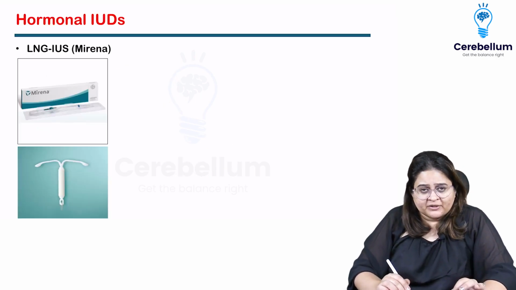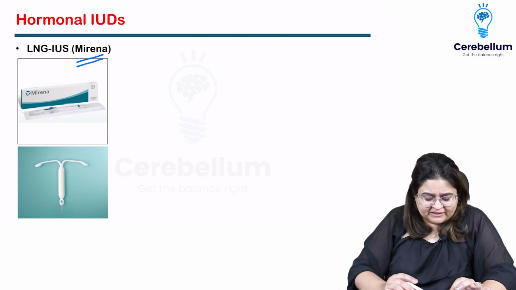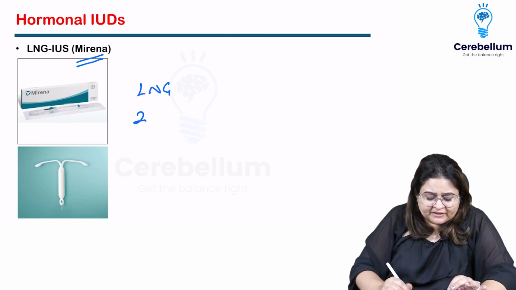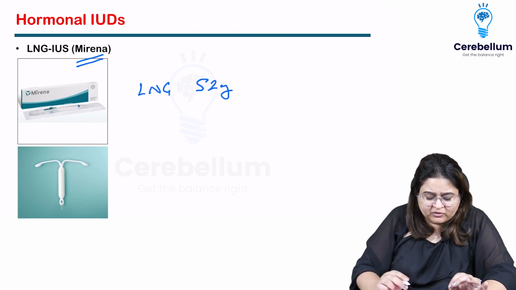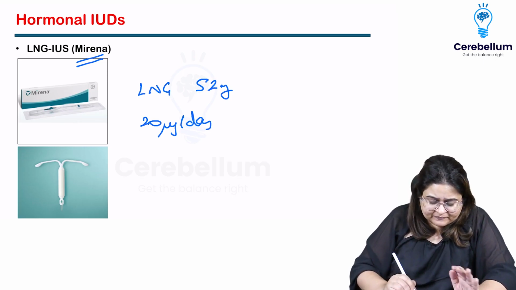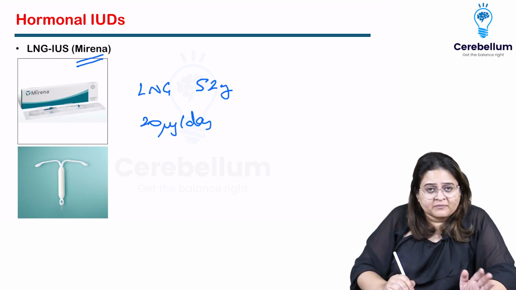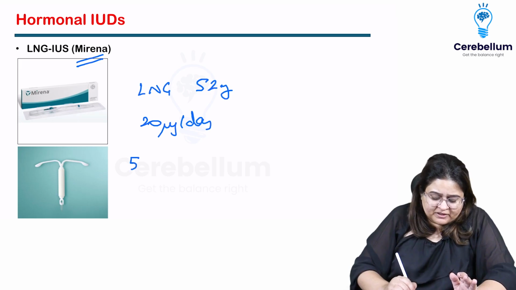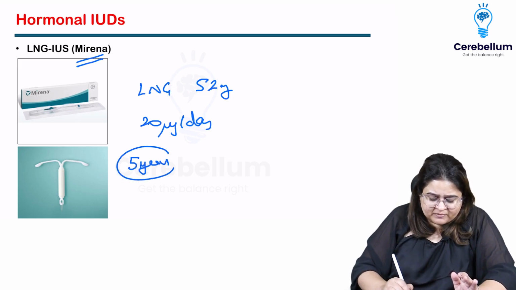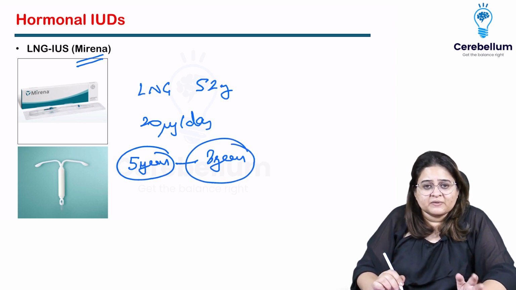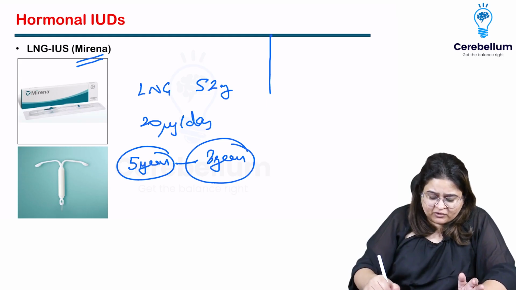This is the LNG IUS. Most common one available is Mirena. This is how it looks like. It contains 52 milligram of levonorgestrel and releases 20 microgram per day. Now, important about the Mirena is that it is acting by endometrial atrophy and cervical mucus thickening. It used to be available for use for 5 years, but now this has increased to 8 years. So we can use it an upper limit of 8 years now for contraception.